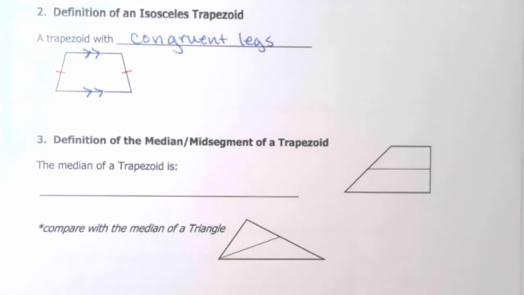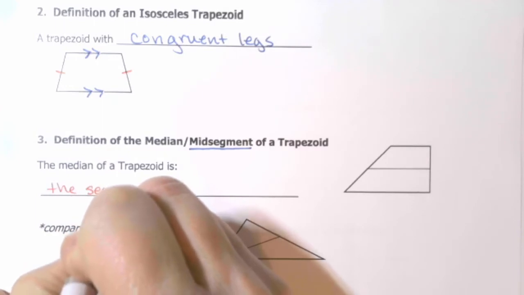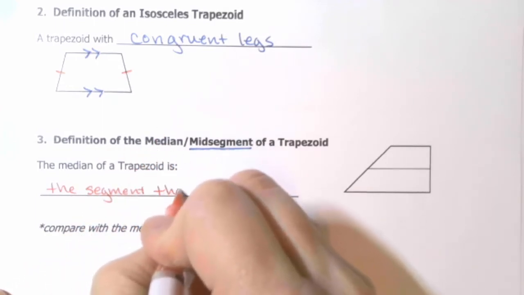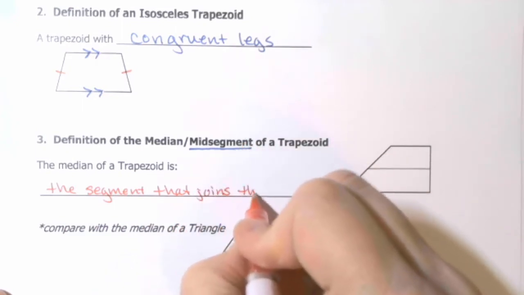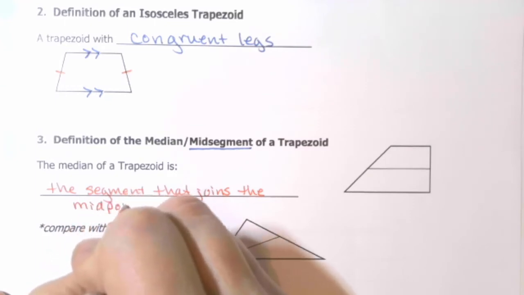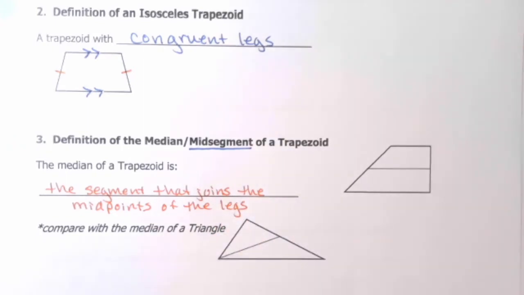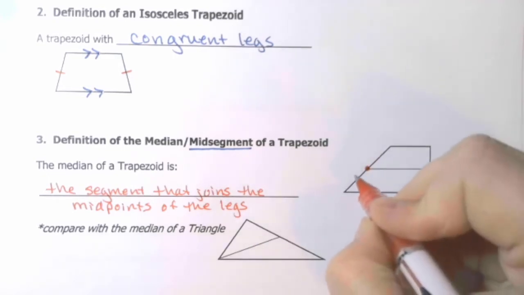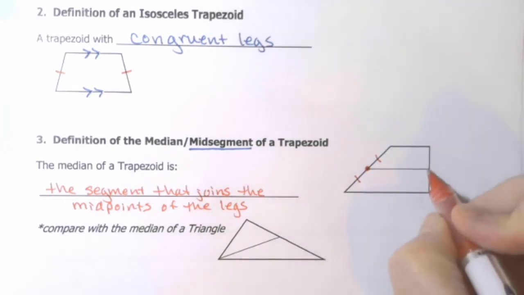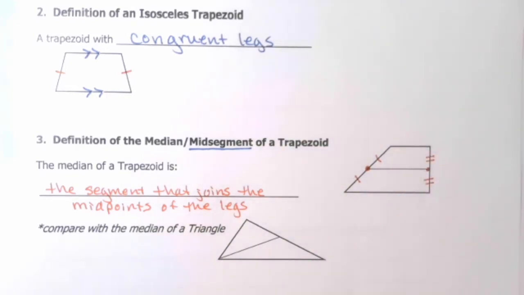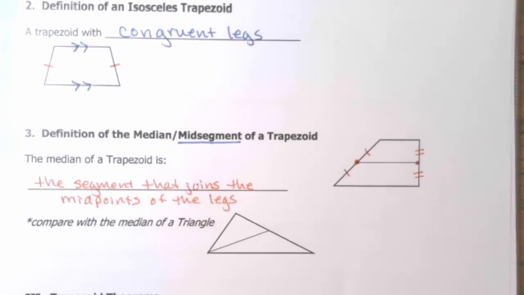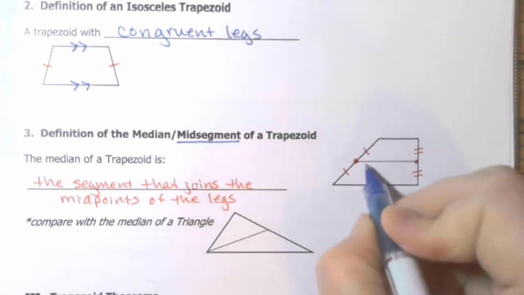Okay, number 3, definition of the median or the mid-segment of a trapezoid. You'll see both terms. Typically, you'll see mid-segment more often, though. All right, definition. The median of a trapezoid is the segment that joins the midpoints of the legs. So this point here is halfway up the left leg. This point here is halfway up the right leg. Notice the legs are not the same. So your mid segment is this piece right there.